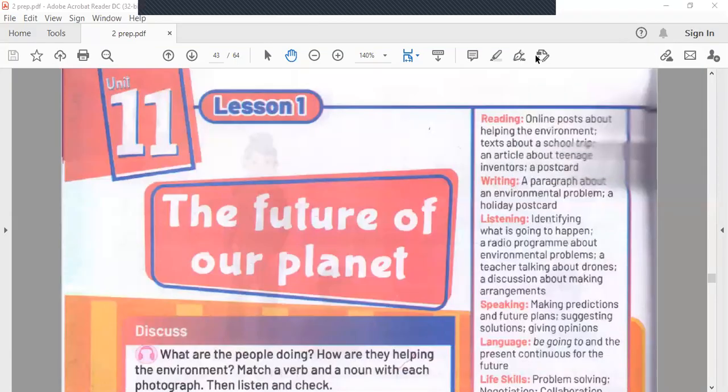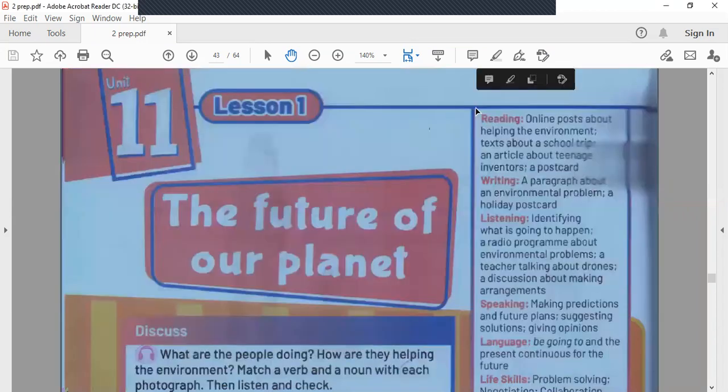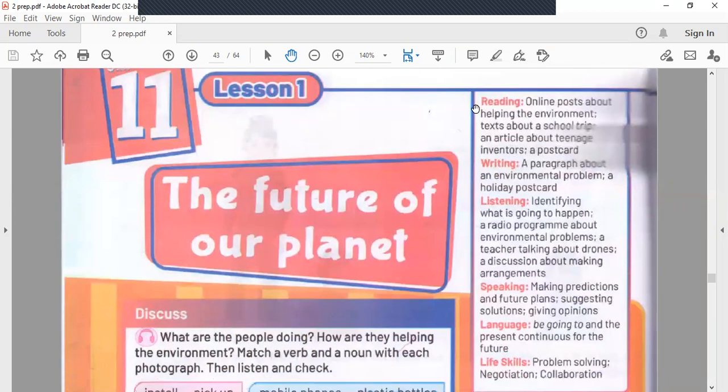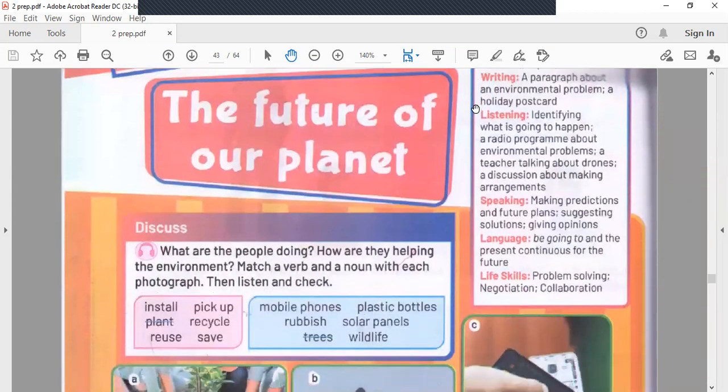Hello, everybody. Today's lesson is Unit 11, the future of our planet. Let's have a look at the new vocabulary.